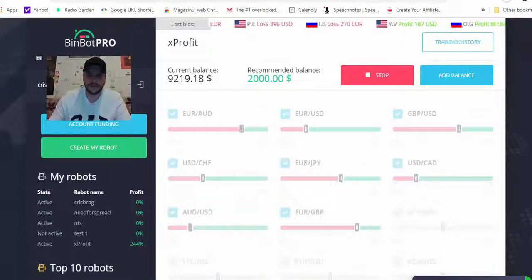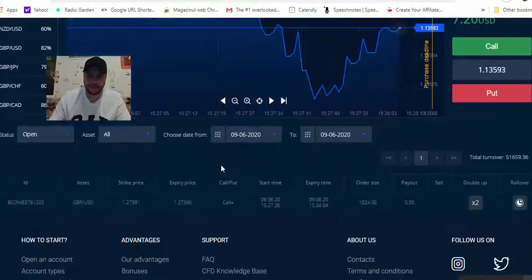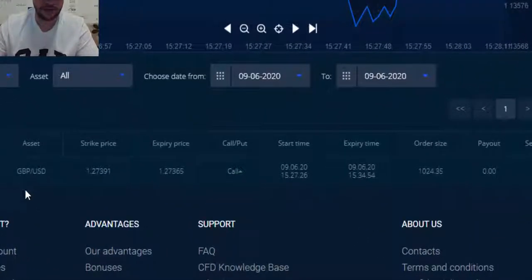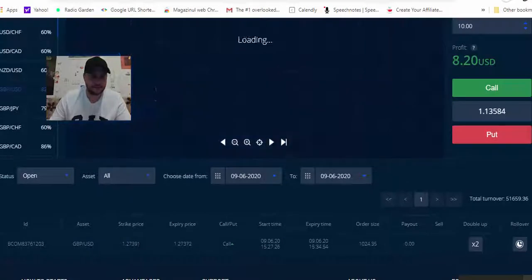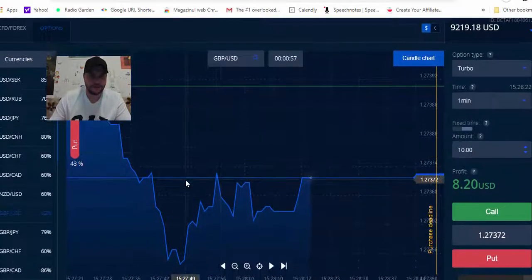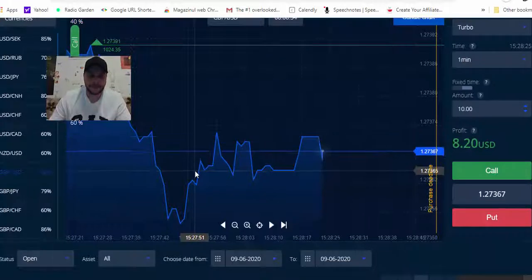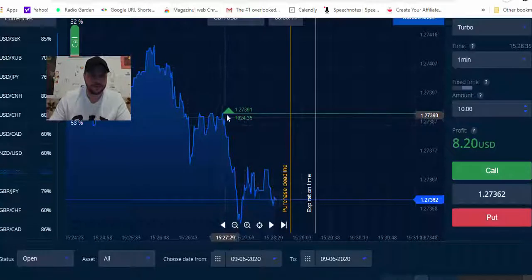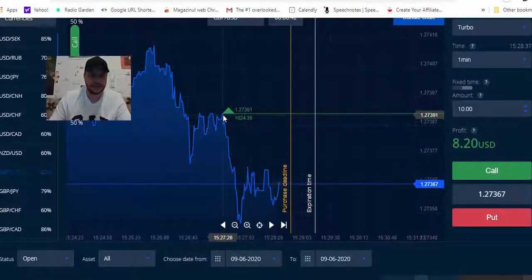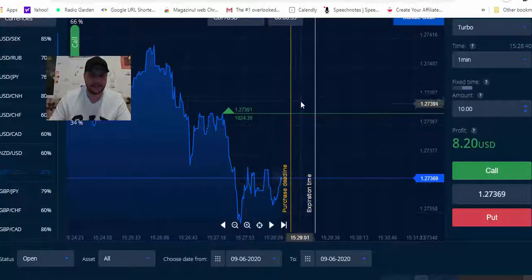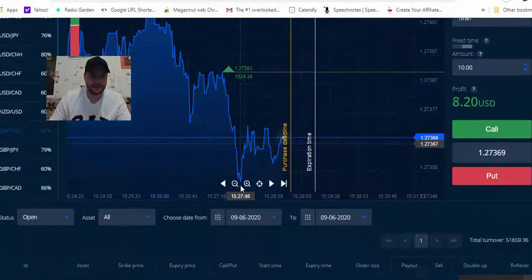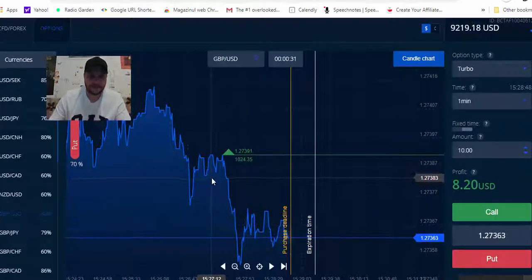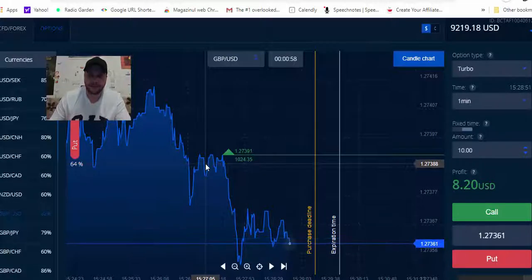All right, so we have one trade placed, and let's have a look here. It's on GBP USD, which is a call. This is it, GBP USD, and this is a buy. It was placed here, this is the purchase line, so it should end above this line. Now it's under this line, so we are out of the money at this moment. So let's wait and see what will happen.